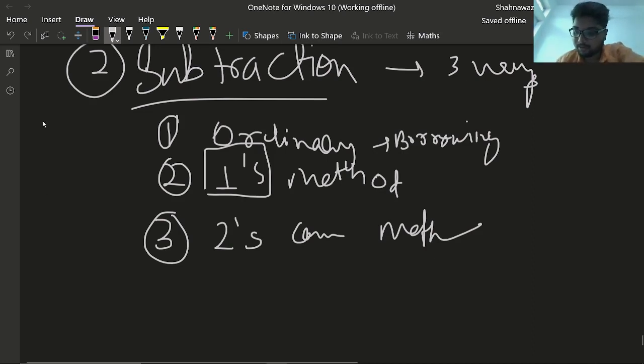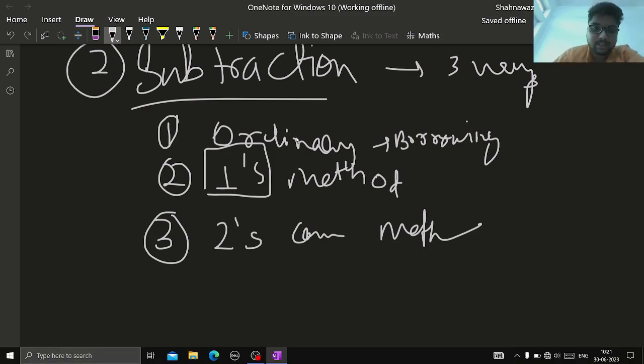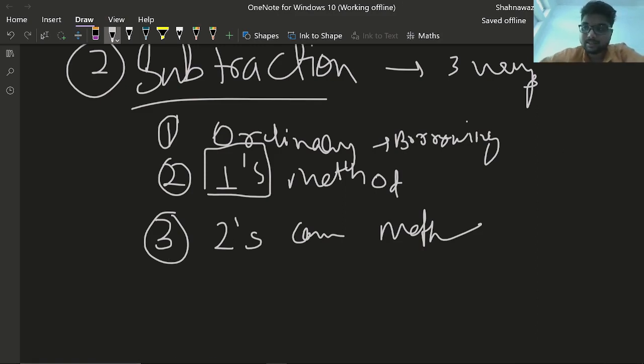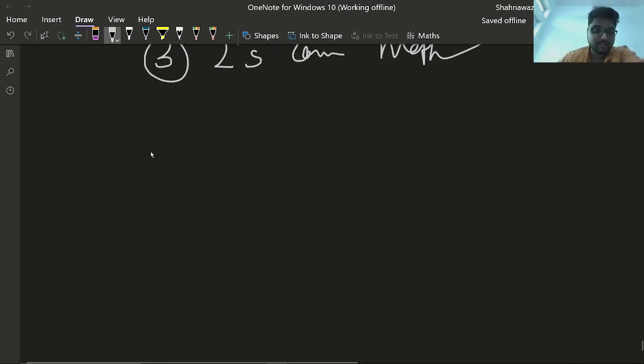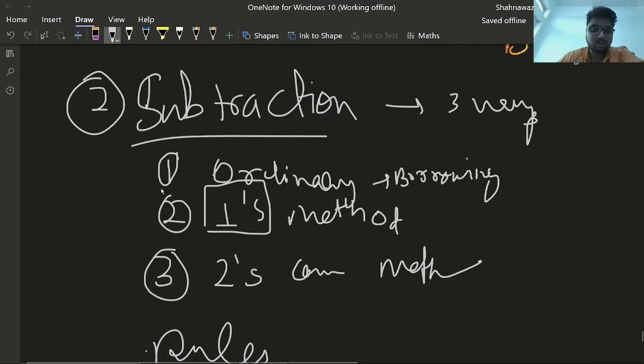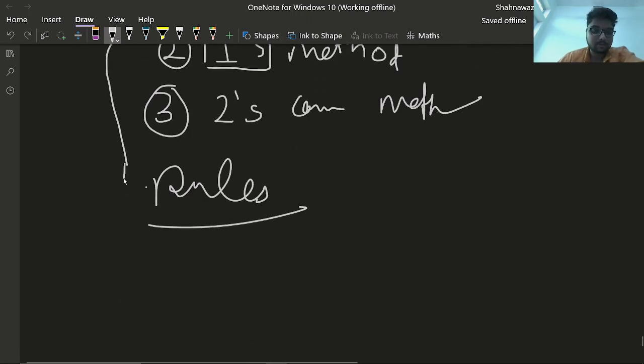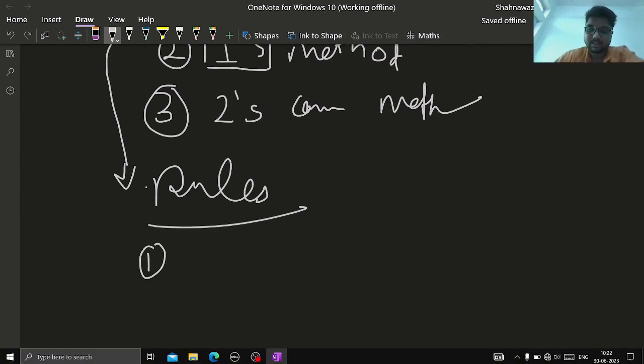So now we are moving towards the binary subtraction method. Here also, in the borrowing method or the ordinary method, there are some rules. So what will be the rules? Let me explain. The first rule is very simple. For this ordinary borrowing method, there are rules. First rule, what is it?